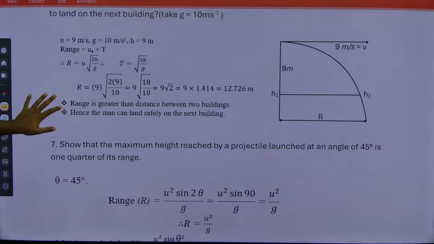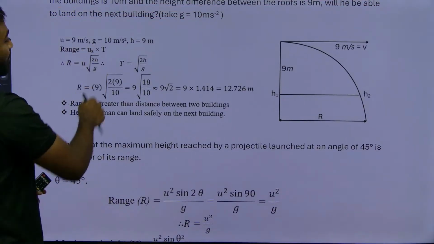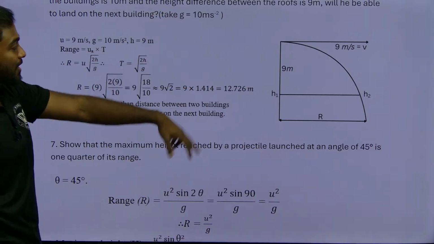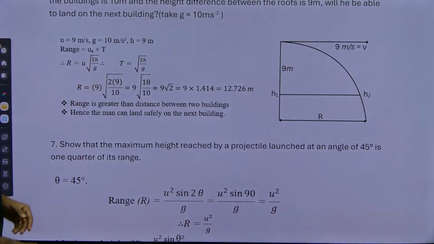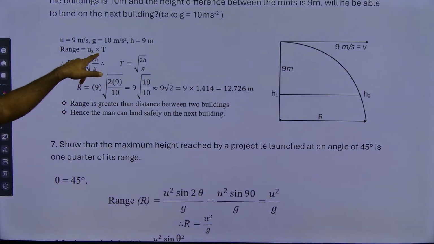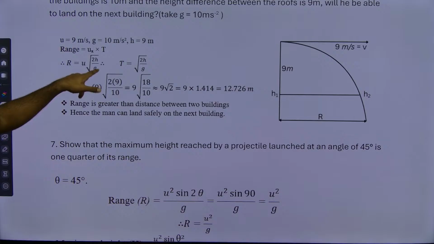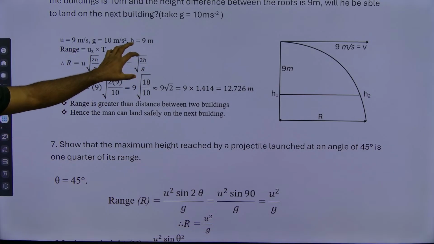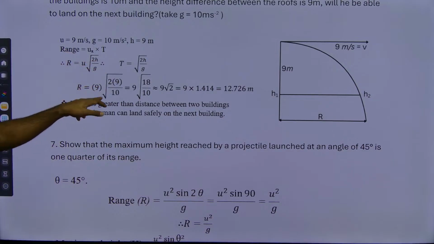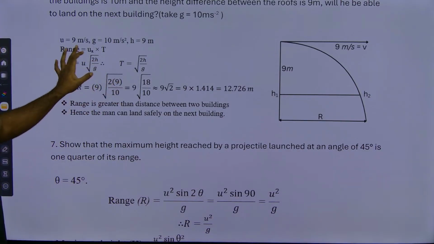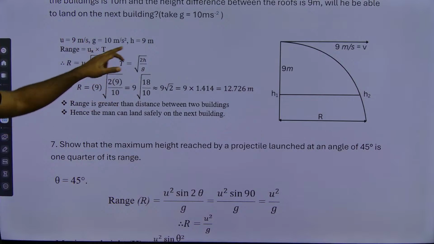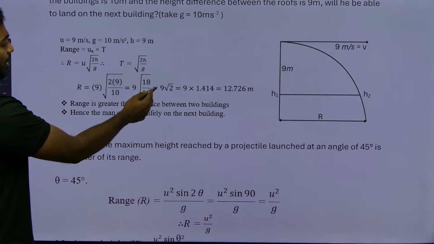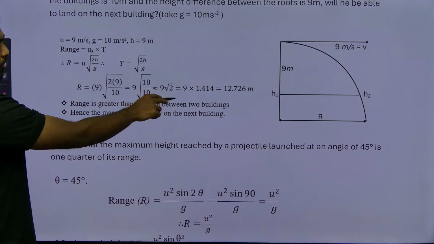So u will be equal to 9 meter per second, g will be 10 meter per second squared, and h will be 9 meter. The height will be 9 meter. Okay, so the range formula is u into the time, and t is nothing but root over 2h by g. So substituting, 9 into root over 2 into 9 divided by 10. So approximately we will get 9 into root 1.8.